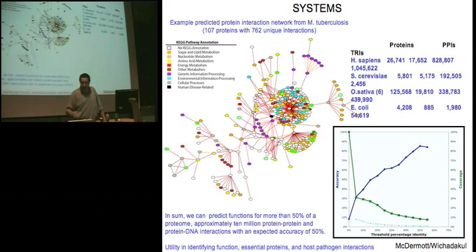And that was just one example. We're looking at 26,000 proteins in human, and for 17,000 of them, we can predict 828,000 interactions and 1 million transcription regulatory interactions, that is, protein-DNA interactions.